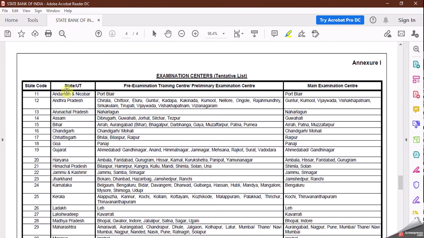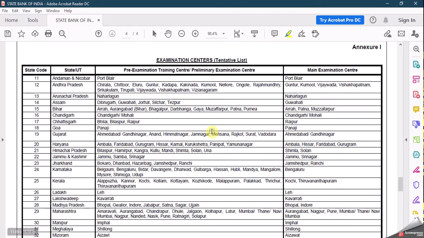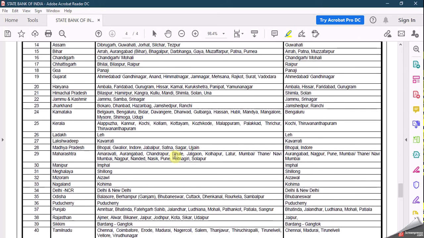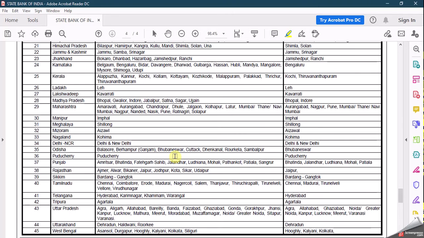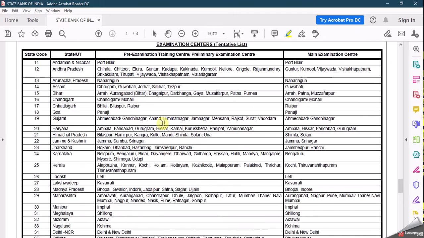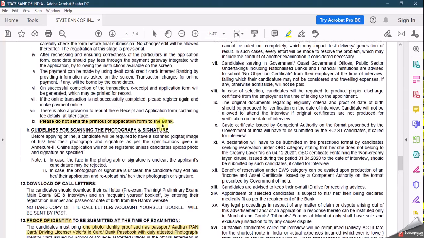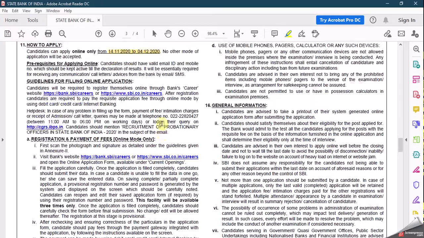As I said, on the last page they have given these examination centers. Here you can see the state, the preliminary examination centers are mentioned, and the main examination center. While filling the center for the preliminary as well as main examination, choose it correctly, since travel has not resumed significantly yet. So choose it wisely, the nearest city or town, whichever you are comfortable with. I hope you have understood the important points of this notification.